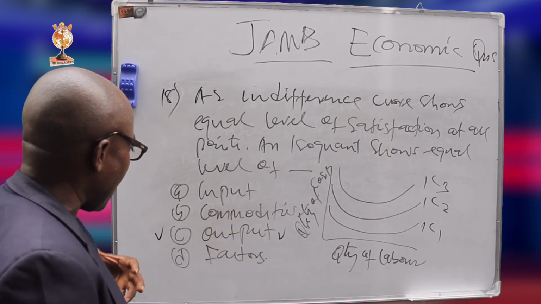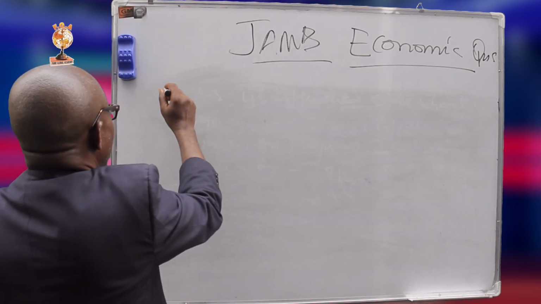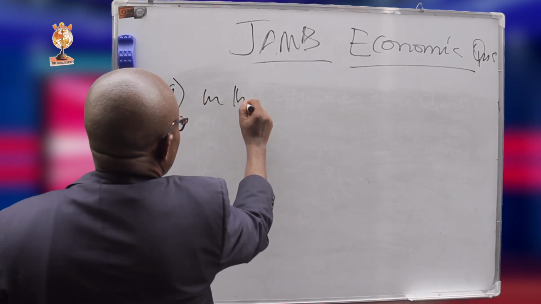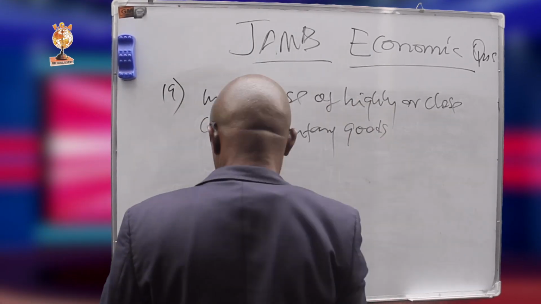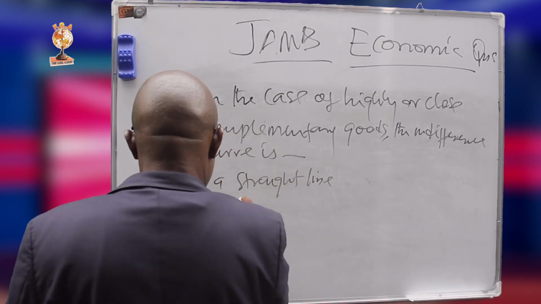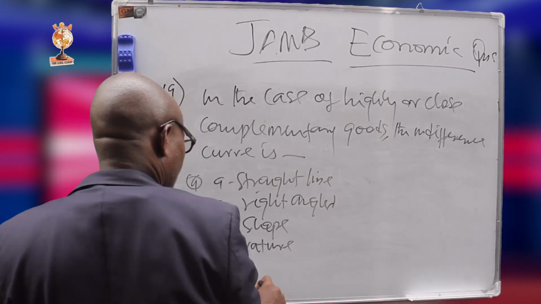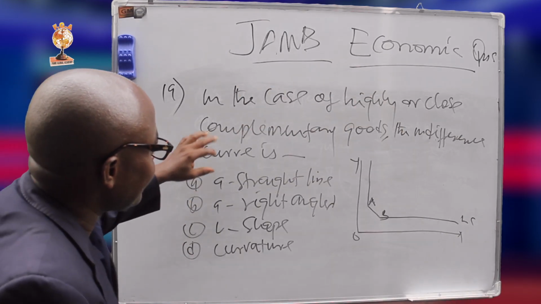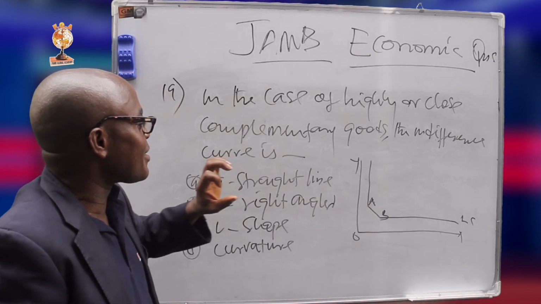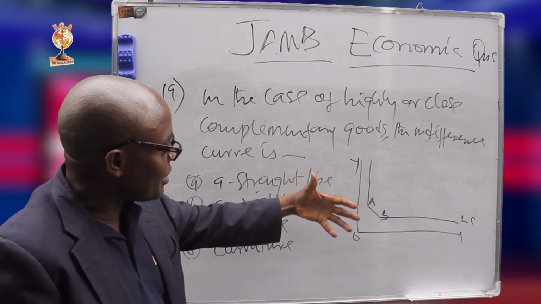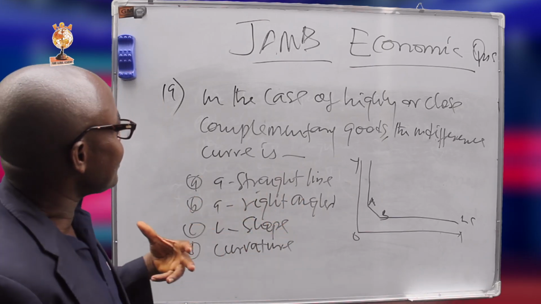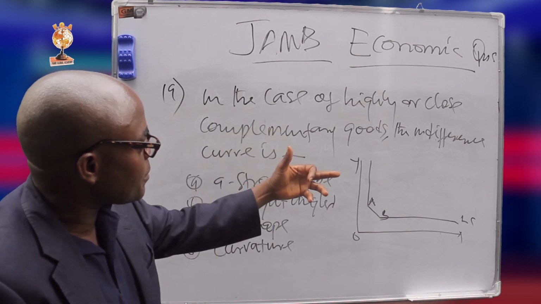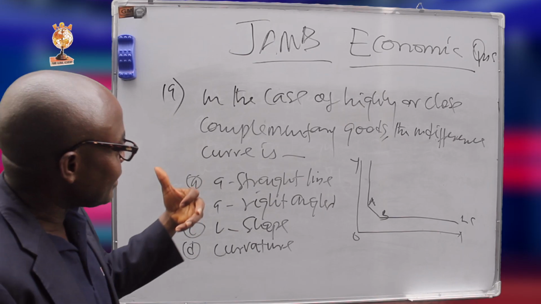Very, very important. We go back to question number 19. Now you can't do without this sketch. So each time you see this sketch, you must look closely at what the sketch is all about. So in the case of highly or close complementary groups, the indifference curve is dash.